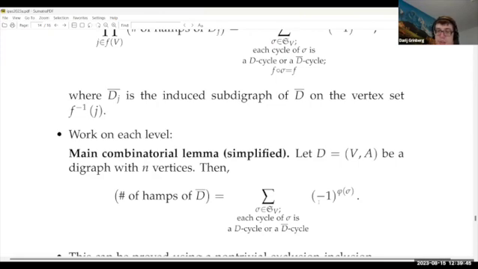So the lemma becomes the following. Let D be a digraph with n vertices. Then the number of hemps of its complement equals the sum of -1 to the 5 sigma, summed over all sigma, where each cycle is either a D cycle or a D bar cycle. This looks like a pretty nice case of some kind of direct inclusion-exclusion, maybe sign reversing involution. And I'm hoping that it actually is such a case.